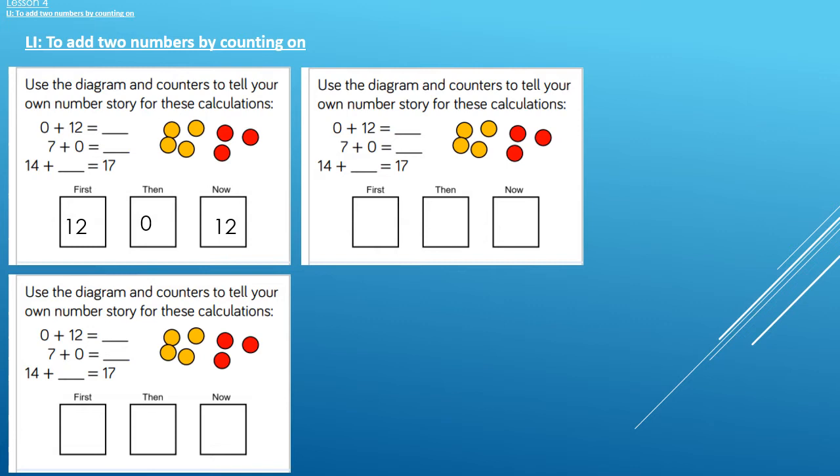Now let's do the second line. Our second line is 7 plus 0 equals... Well, 7 plus 0. 7 in our head, we're adding 0. What do we get? That's correct, we still get 7. Can you think of a number story for 7 plus 0? Give it a go.